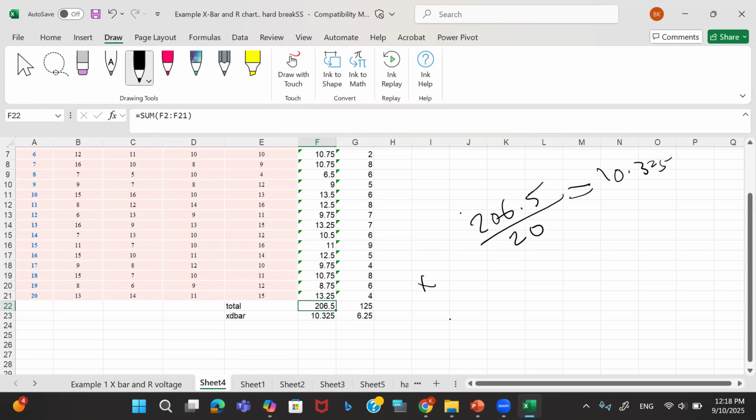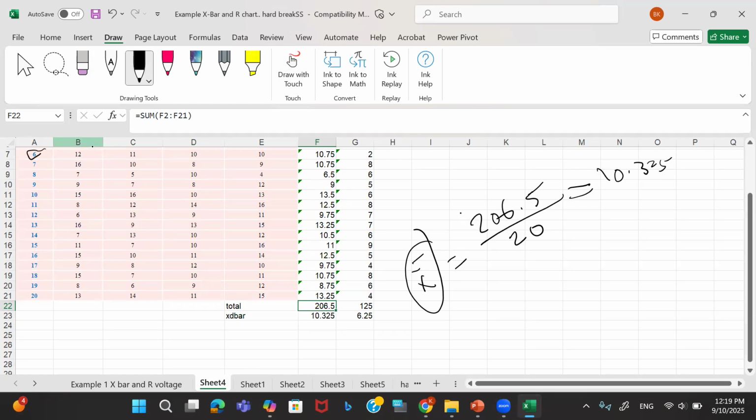10.325. This is the X double bar, the grand average, the average of averages. And the same thing for the range. The range is the maximum minus the minimum. For example, for sample 6, we have 12, 11, 10, 10. So the range is the maximum, 12, minus 10, which is 2.